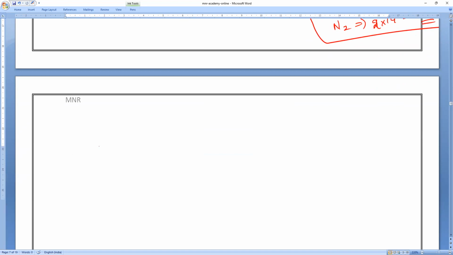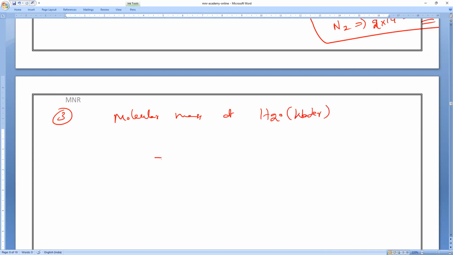Next, molecular mass of water, everybody. What is the formula of water? Molecular mass of water, H2O. Water is H2O. What is the formula, everybody?